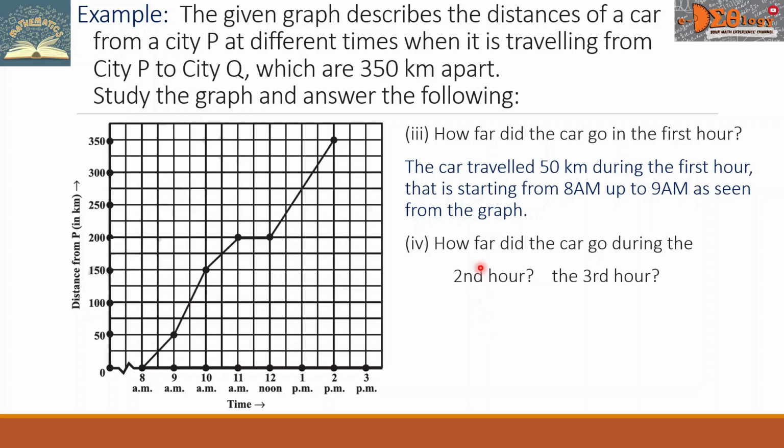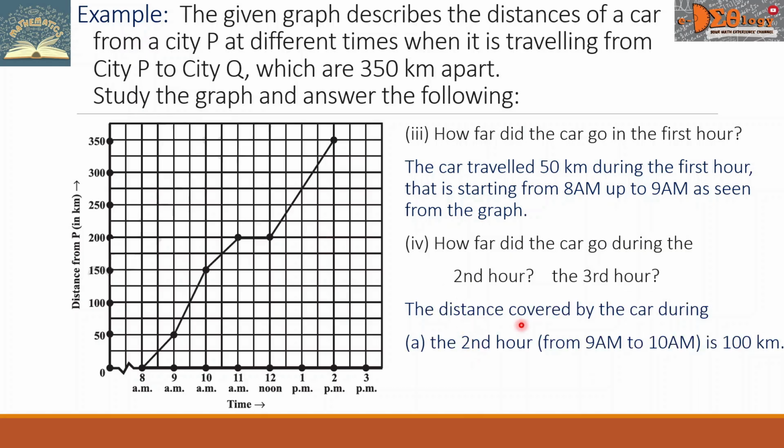Fourth question, how far did the car go during the second hour, the third hour? Observing the graph, the distance covered by the car during the second hour, that is from 9 a.m. to 10 a.m., is 100 kilometers. Looking at the graph, at 9 a.m., the car is at 50 kilometers. At 10 a.m., the car is at 150 kilometers. So, 150 minus 50 is 100 kilometers.